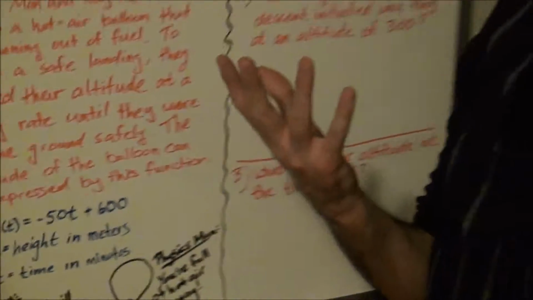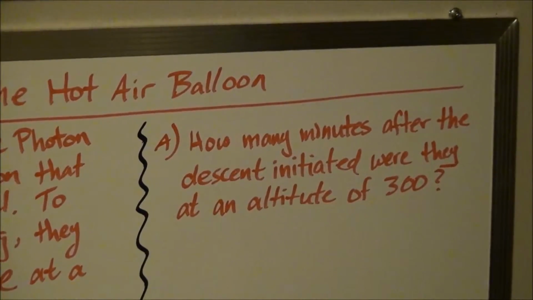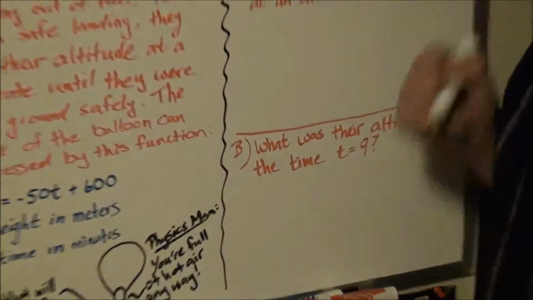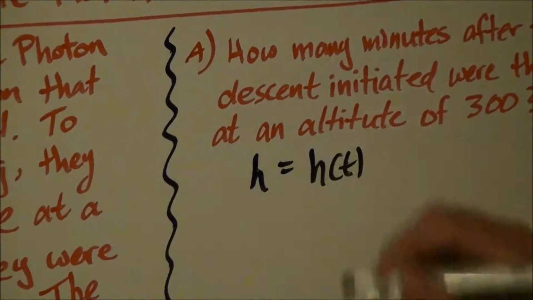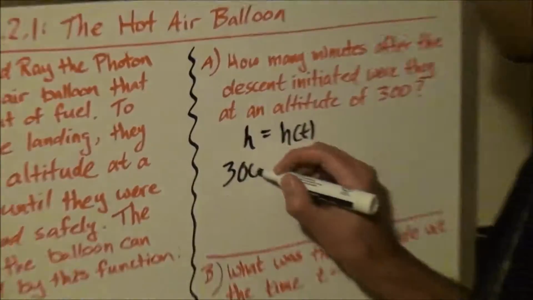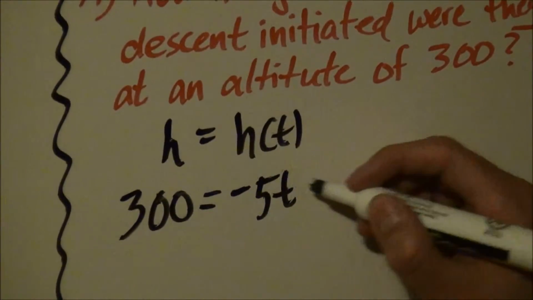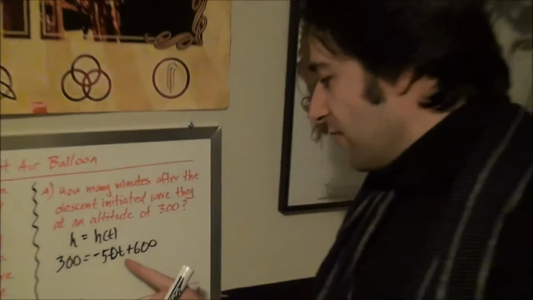We are being asked a couple of questions now. The first question we are asked is how many minutes after the descent initiated were they at an altitude of 300 meters? What we need to do here is realize that h is equal to a function of t. We're given that h is equal to 300 here, and we're given that function of t here. Now we need to solve this function in terms of t.